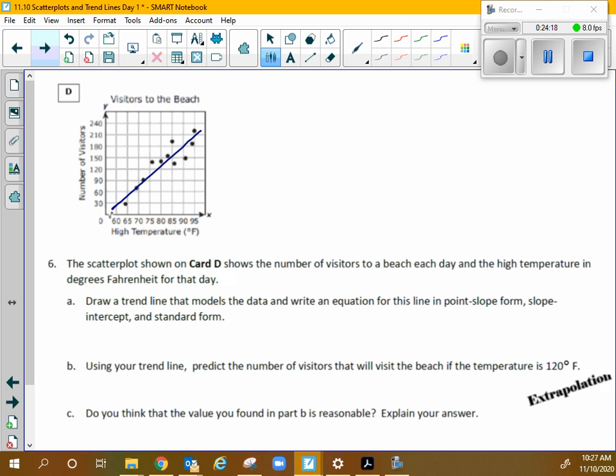It says to write an equation in multiple different forms. Let's make an estimation. Oh, we have till 37 minutes. I was sitting here thinking we got out earlier.